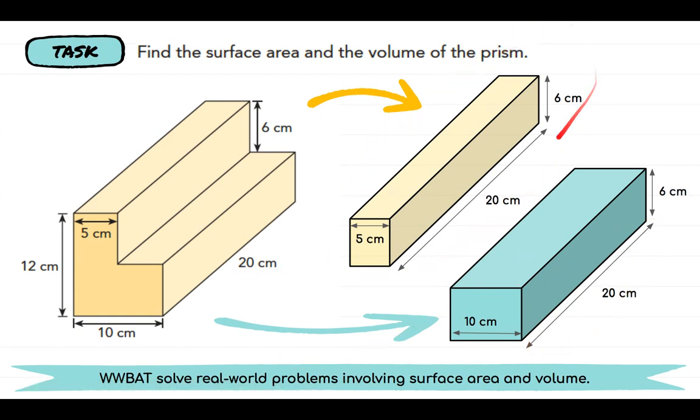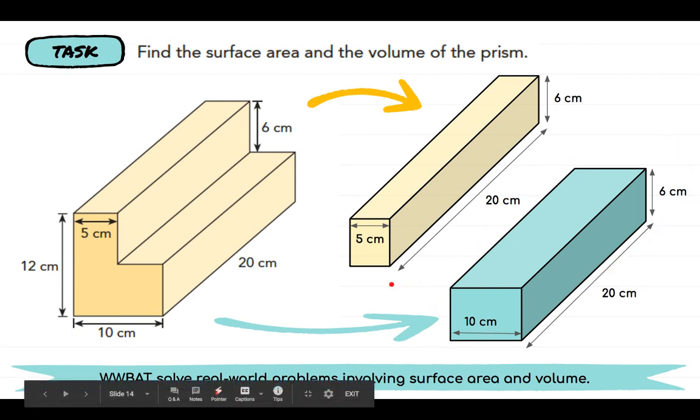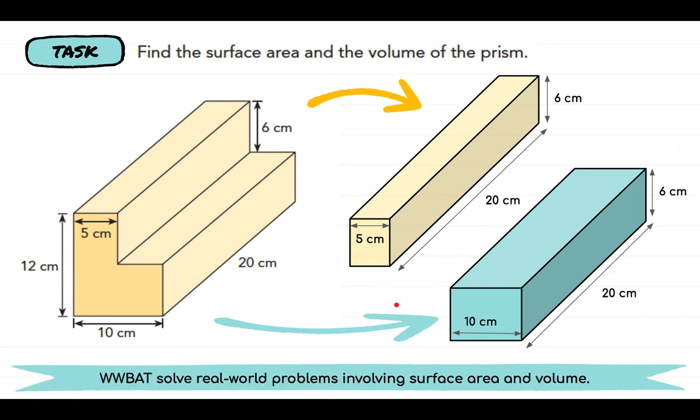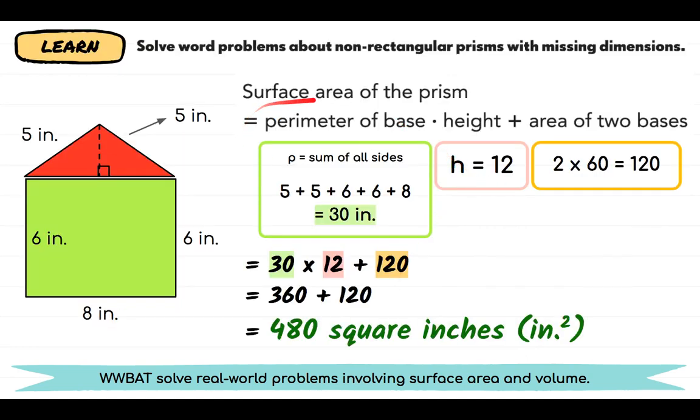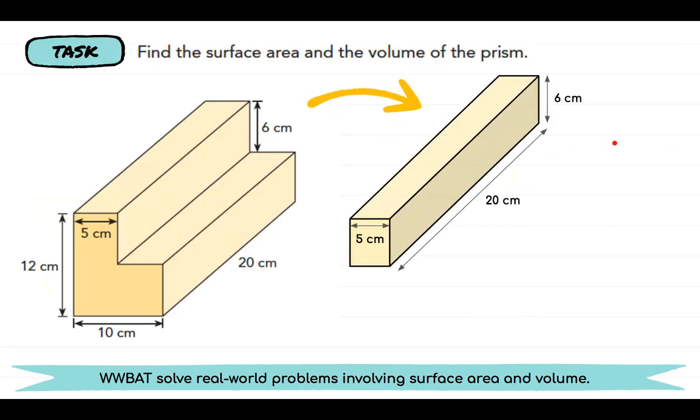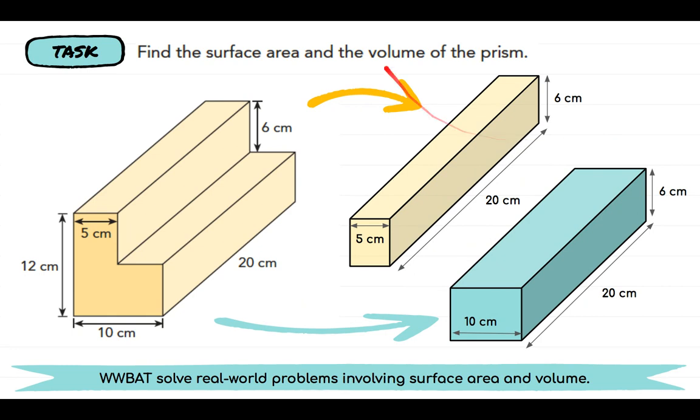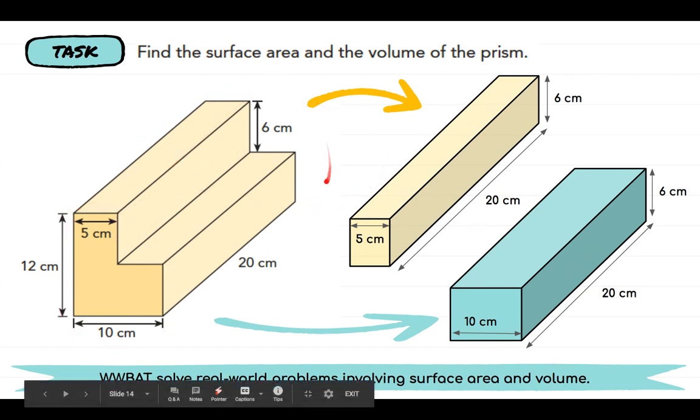So if you find the volume of each piece, you can add them up and then find the total volume of both pieces. And for the surface area, you can use the formula that we used before, which is the perimeter of the base times height plus the area of the two bases in order to find the surface area of this prism. So this is the base, so make sure that you add all sides times the height, which is 20, plus the area of the two bases.